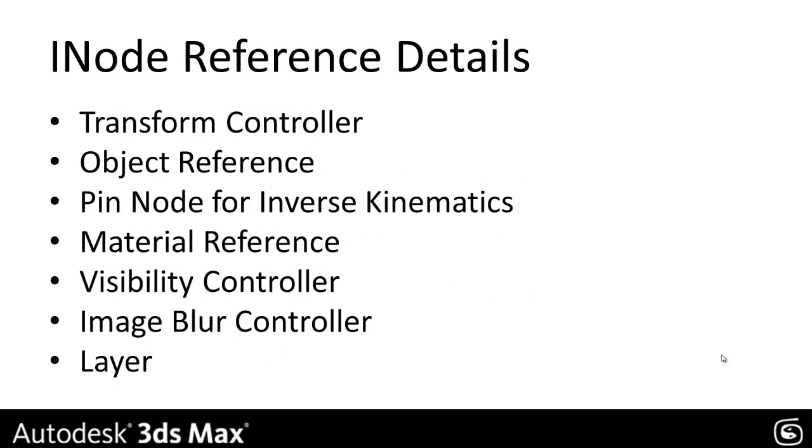So here's the reference details. At a high level, we have the transform controller, the object reference itself, and then some other things like the pin node for inverse kinematics, the material reference, the visibility controller, the image blur controller, and the layer information.